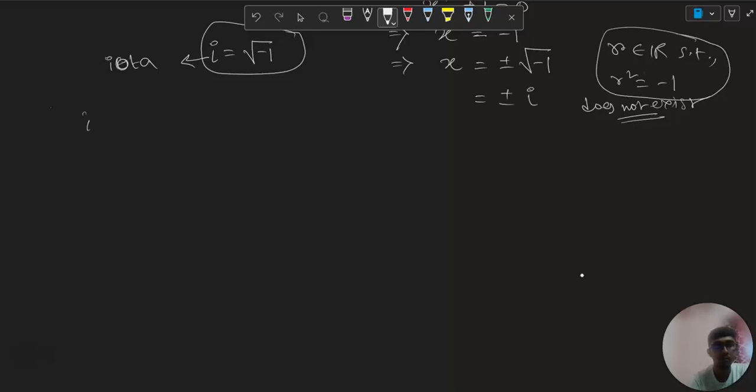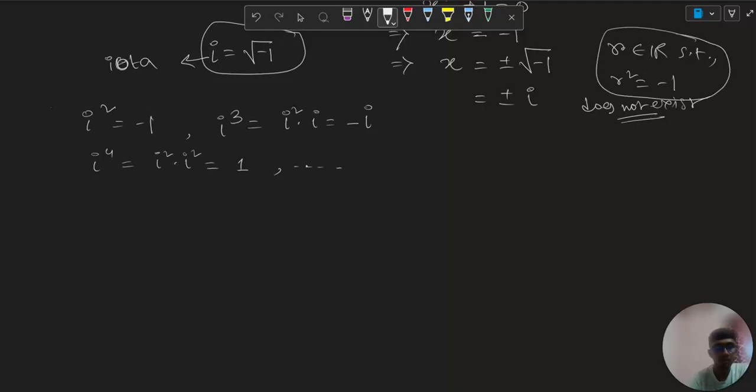i equal to root under minus 1, so clearly i square is equal to iota into iota, this is minus 1, right? Root of minus 1 into root of minus 1, then we get the whole square, then we get minus 1. Then iota cube is equal to iota squared into iota, which is minus iota. Iota to the power 4 is equal to iota square into iota square, minus 1 into minus 1, which is basically plus 1. So on it will continue like this. We can compute any kind of powers of iota, right?